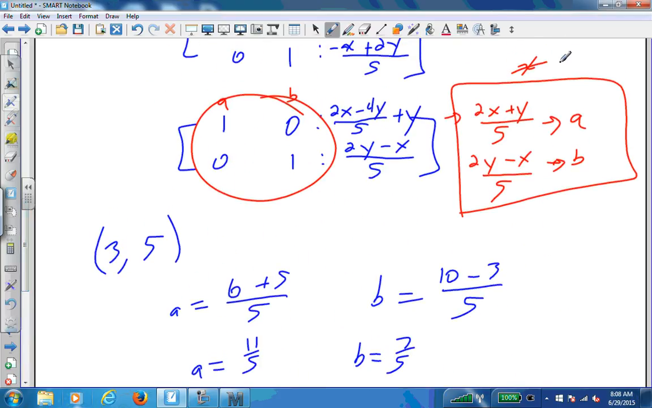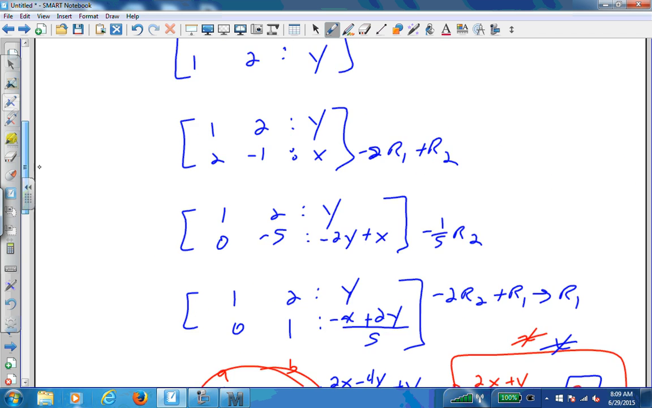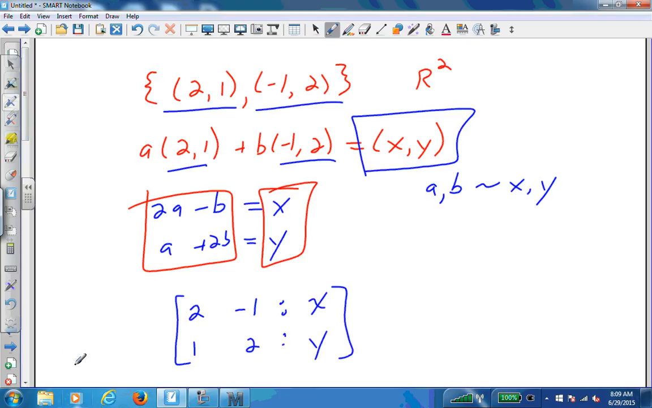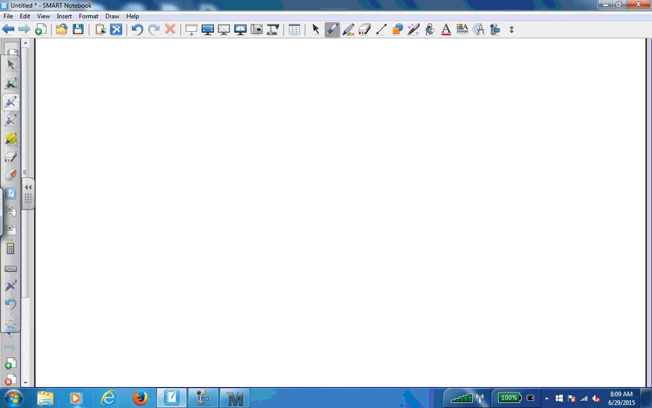So this just establishes the relationship between x and y, a and b. You tell me what point we're trying to get, x and y, and I'll tell you what a and b need to be by plugging in, and that'll tell us how many of each of these vectors it takes to get that random point in R2. So that's the first idea here, checking to see if two vectors span a particular vector space. And the second idea that we're going to look at here is linear independence.